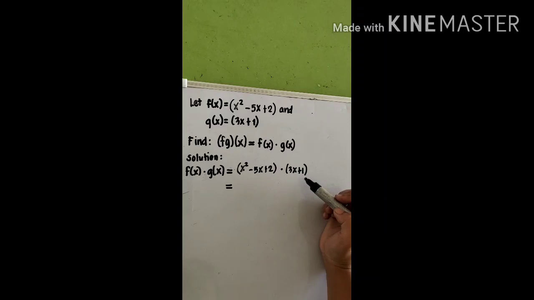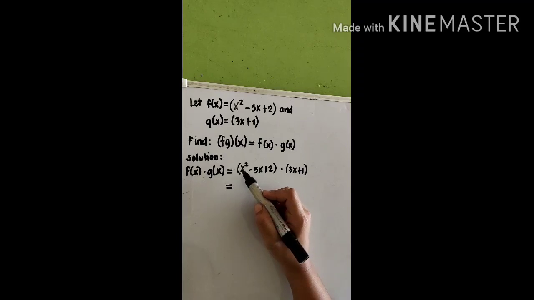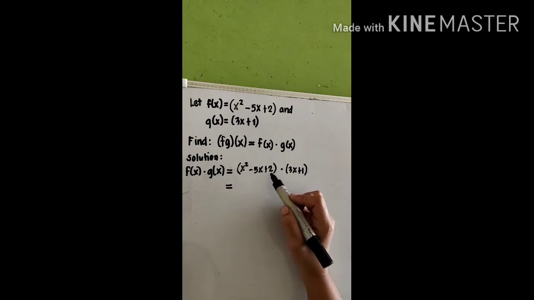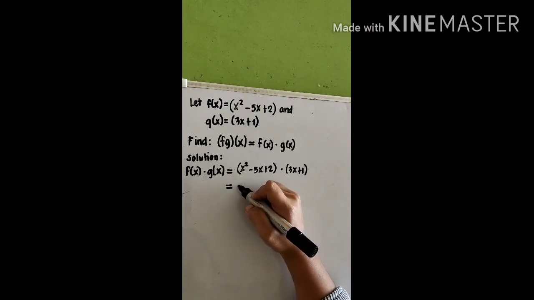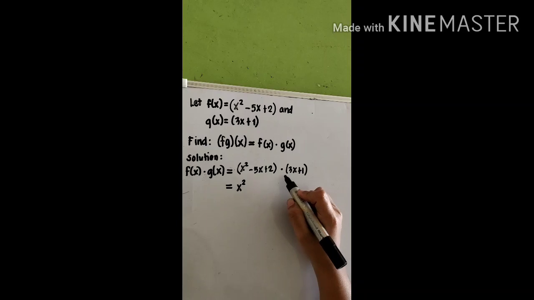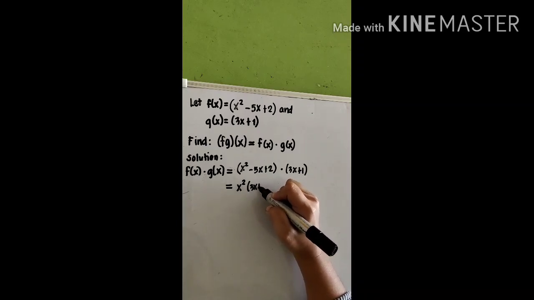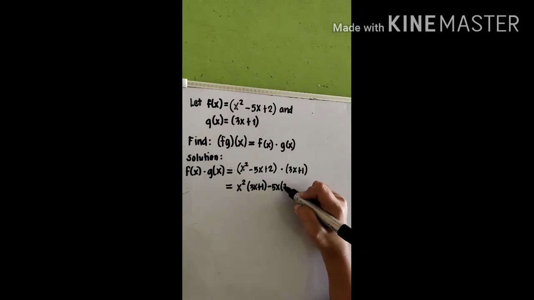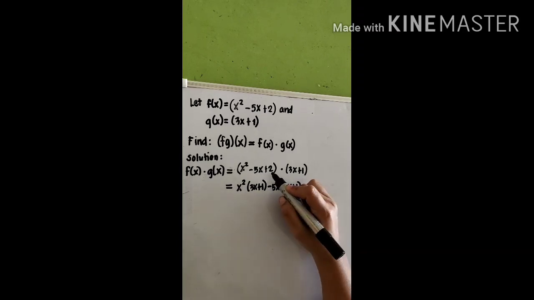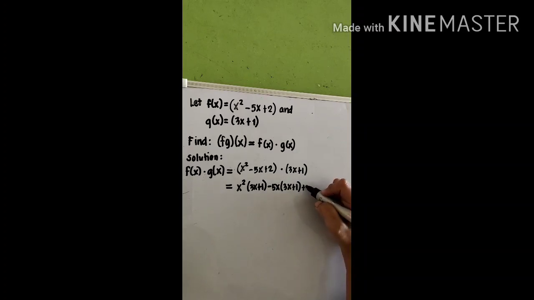So there are multiple ways in solving or in multiplying these functions, but what I'll be doing now is I will be multiplying each of the terms of the first function into our second function. So it goes like this. We have the first term, x squared, multiplied to 3x plus 1. The second term is negative 5x multiplied to 3x plus 1. And the last term is positive 2 multiplied to 3x plus 1.